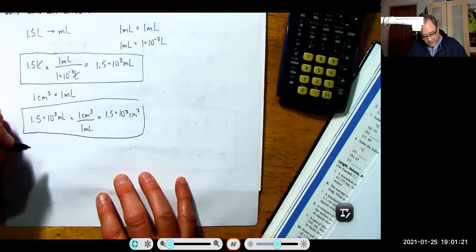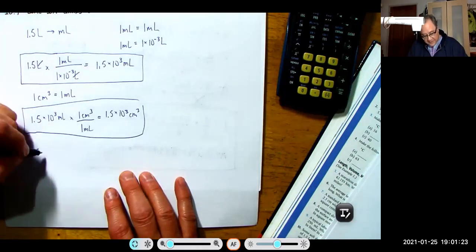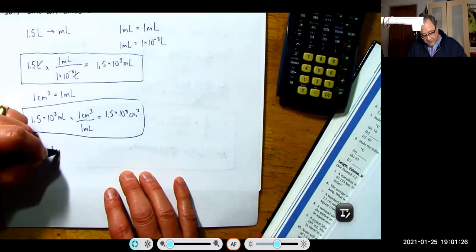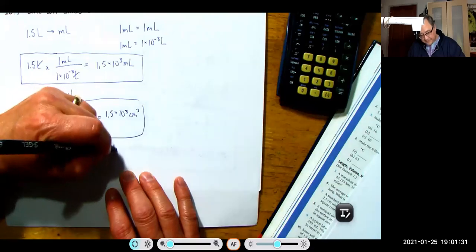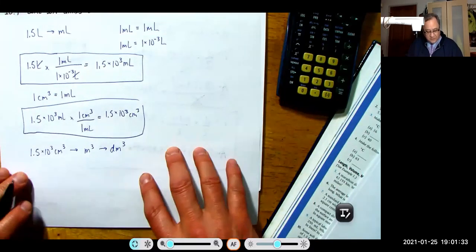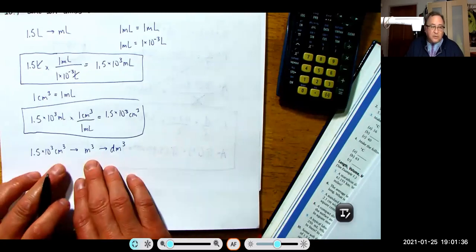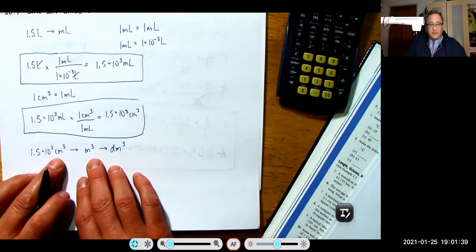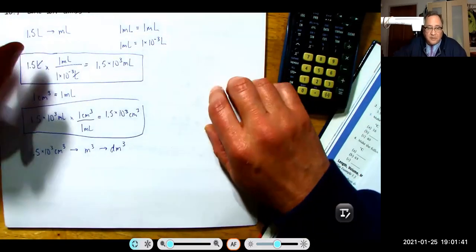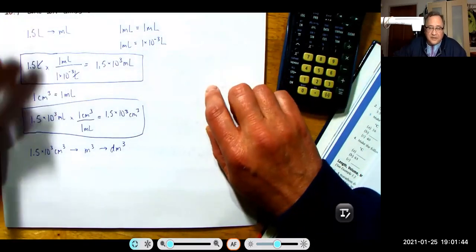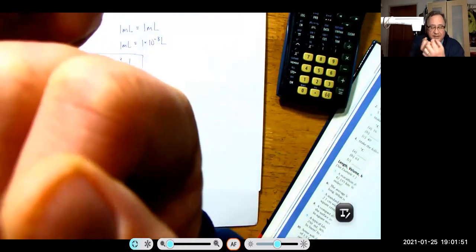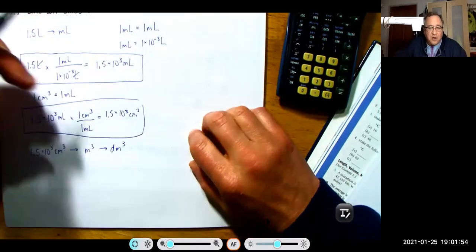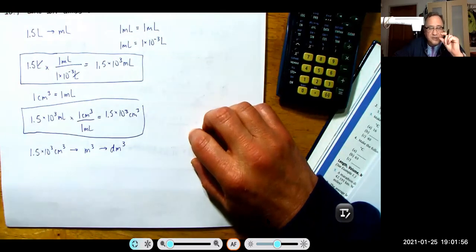So what we're going to do is take our 1.5 times 10 to the third centimeters cubed. We're going to turn that into meters cubed and then that into decimeters cubed. It's hard to know the relationship between meter cubed and centimeter cubed, but I want you to think about this for just a moment. What is a cubic centimeter? Well, the width of your pinky finger, where each edge of the cube is one of these. So if you can imagine a small die, that's 1 centimeter cubed.